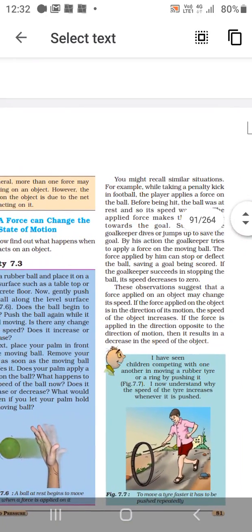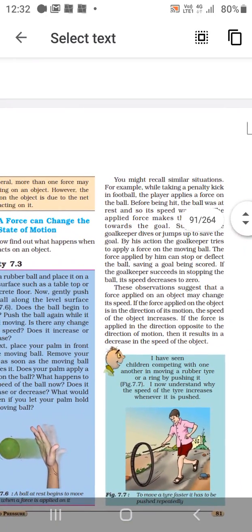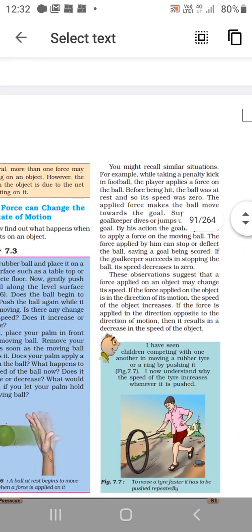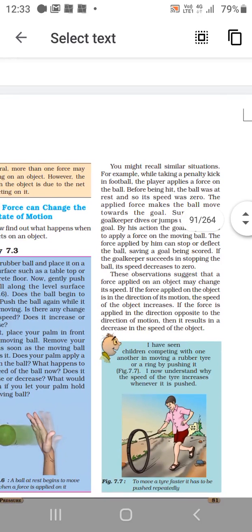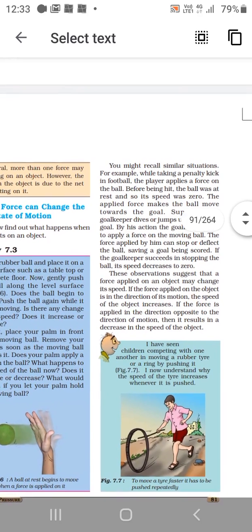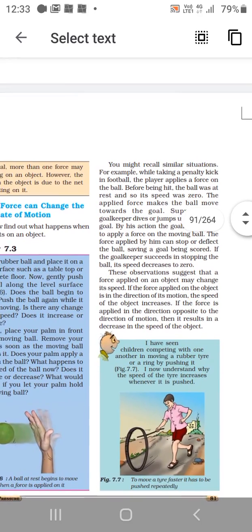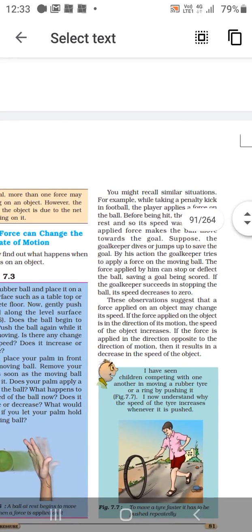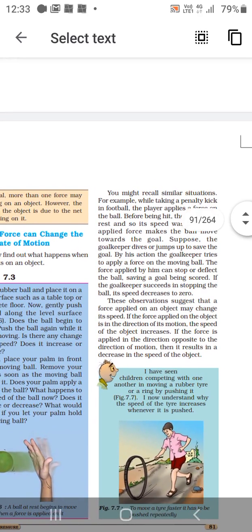You might recall some situations. For example, while taking a penalty kick in football, the player applies a force on the ball. Before being hit, the ball was at rest, so its speed was zero. The applied force makes the ball move towards the goal. Suppose the goalkeeper dives or jumps up to save the goal.